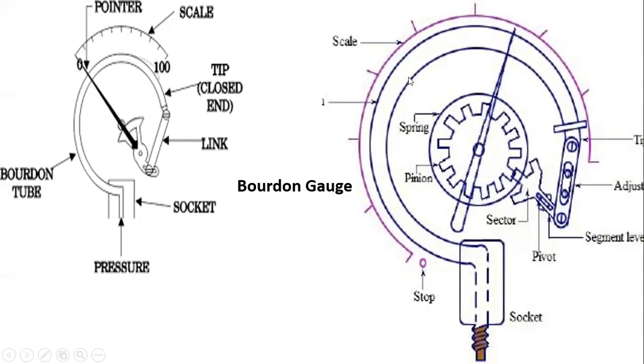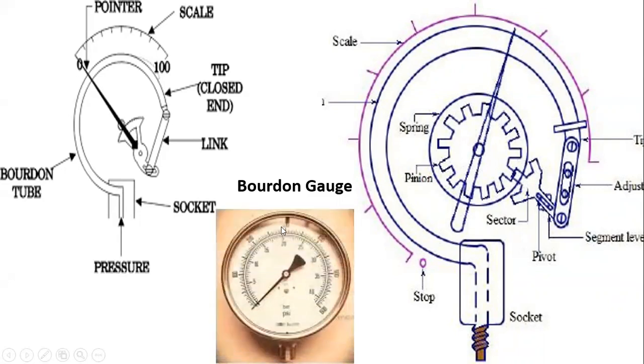This is a slightly better version, where we have the socket and you have an adjuster. So when the pressure is applied, this link moves like this. Because it's a gear and pinion arrangement, the indicator moves throughout the scale. And finally, the instrument looks like this. Wherever we see the cycle shops where we are inflating the tires, exactly this tube Bourdon gauge you will be seeing.